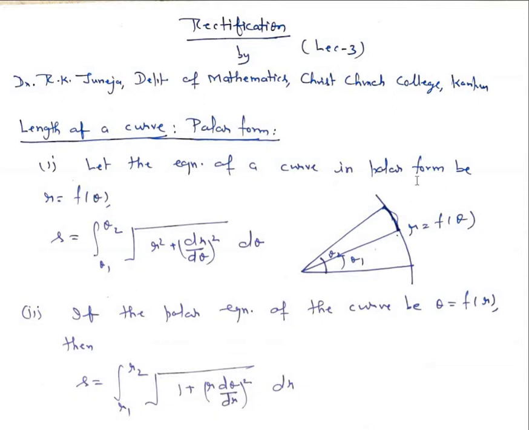let the equation of a curve in polar form be r is equal to f theta. So this is the curve r is equal to f theta, and this is the radius vector theta is equal to theta 1, and this is theta is equal to theta 2. Now we want to find out length of this portion. So formula for finding out this length is s is equal to integral theta 1 to theta 2 under root of r square plus dr upon d theta whole square d theta.